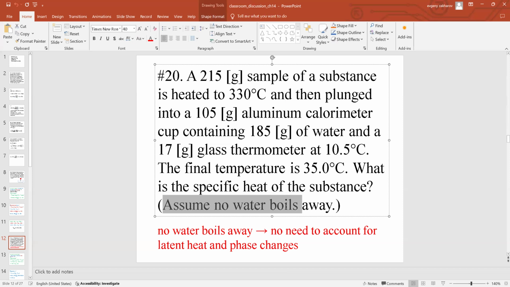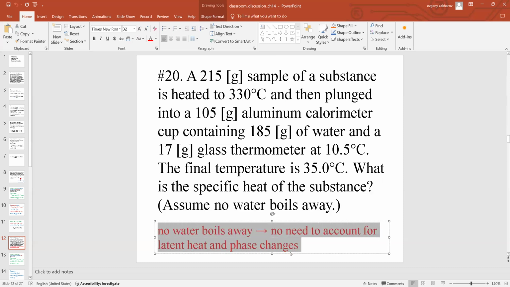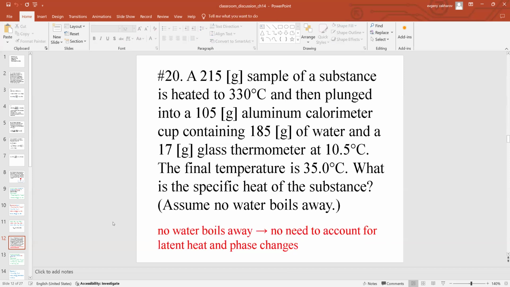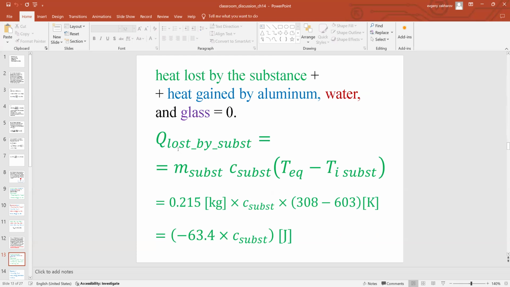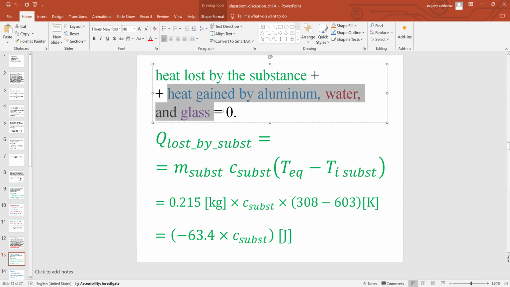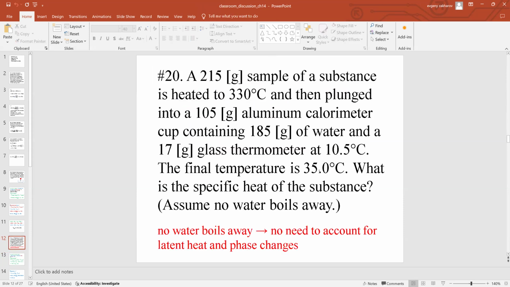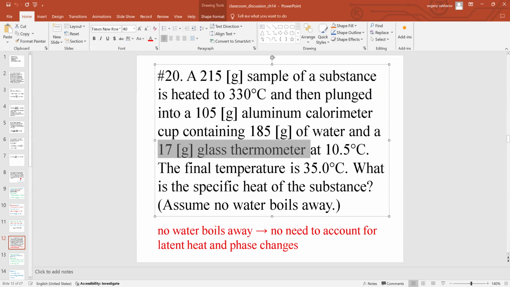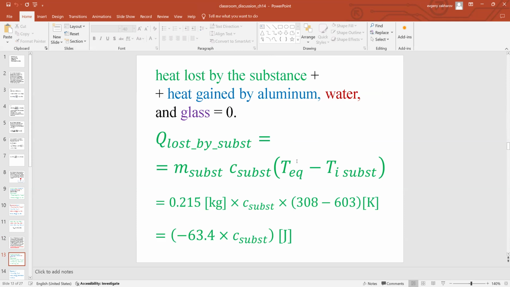And see how it says specifically no water boils away. That means there is no phase change for water to consider. No water boils away. No need to account for latent heat and phase changes. So we don't know what the substance is made of, but we know that it's going to be cooling down. So some heat is lost by the substance, and then the same amount is gained by the calorimeter and water, and the glass thermometer, which is also used here. You have 17 grams of glass at a certain temperature, so you have to consider that as a part of the system that will be heating up.